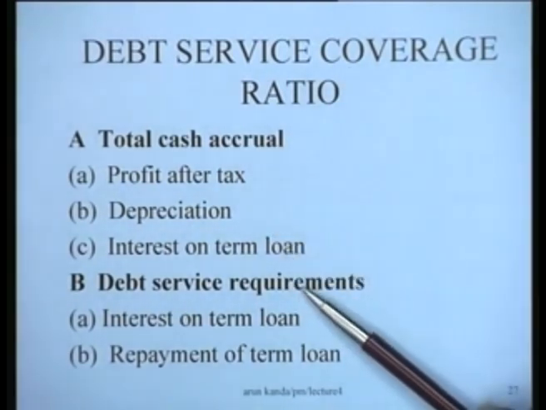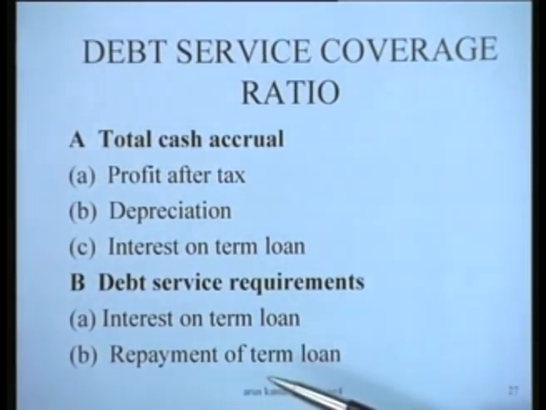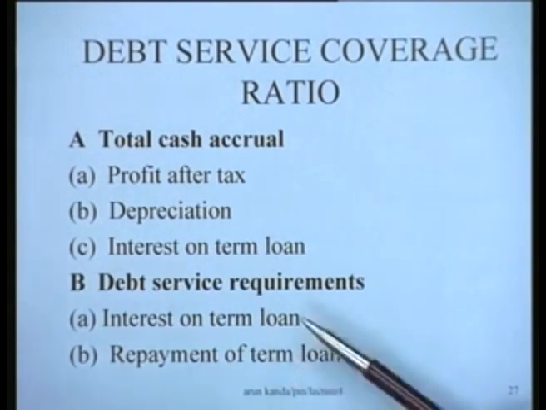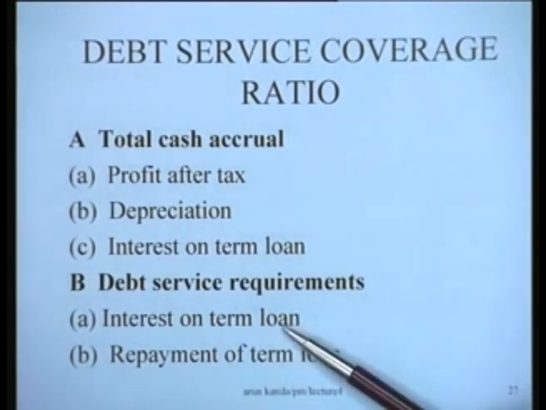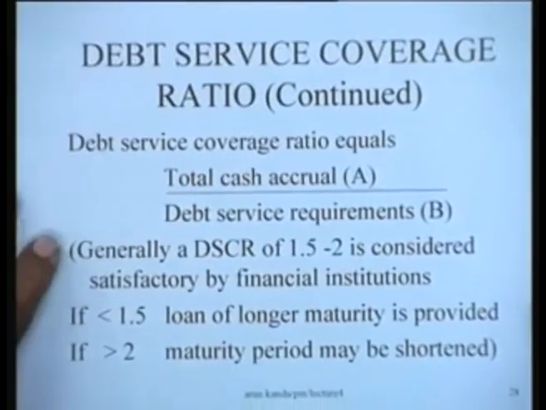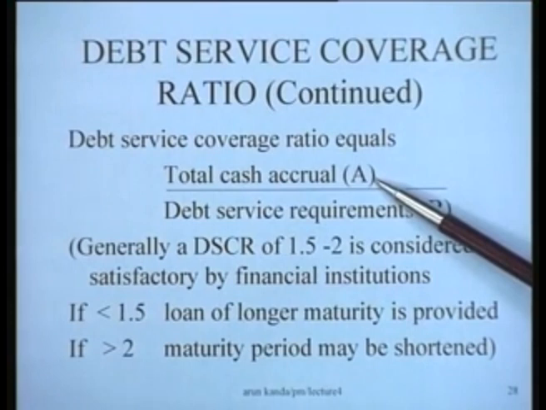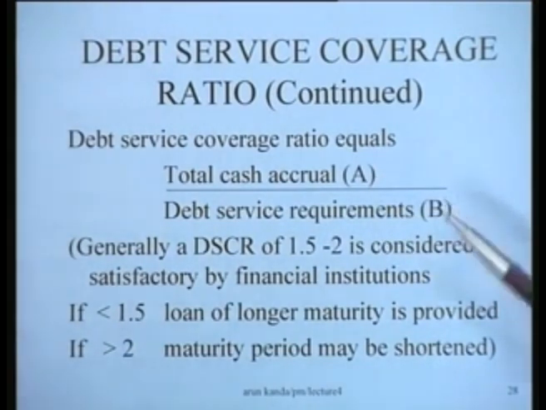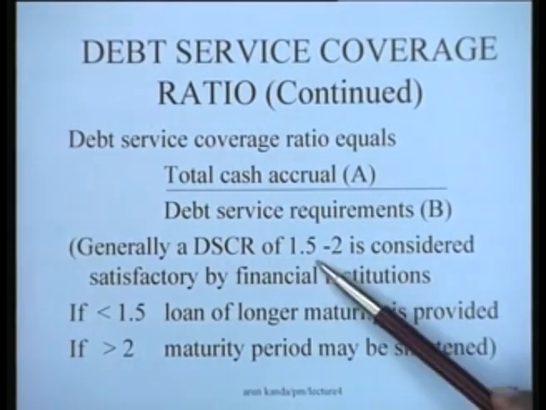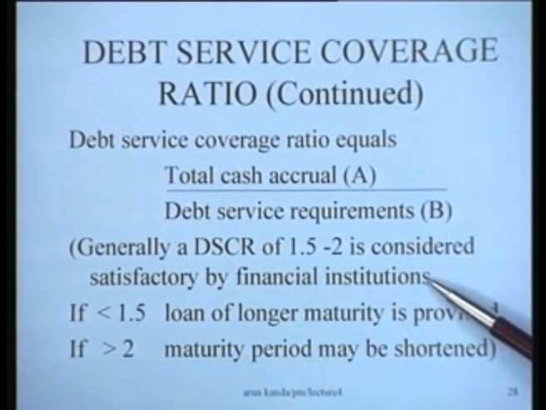Similarly, the debt service requirement talks of only two things: the interest on the term loan as well as the repayment of the term loan, both these things, the capital as well as the interest. So the total debt requirements. Now the debt service coverage ratio is typically defined as the ratio of the total cash accrual A to the debt service requirements B, which we have just defined, and generally a debt service coverage ratio of 1.5 to 2 is considered satisfactory by financial institutions.